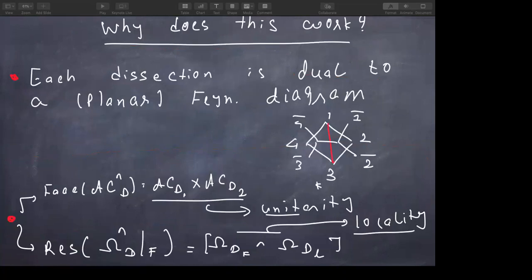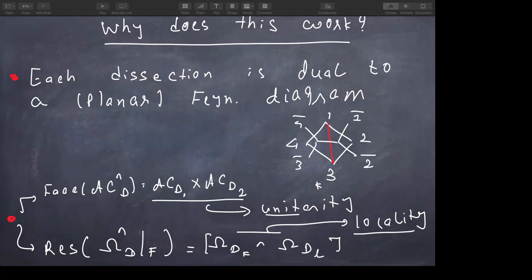So now we can ask, why does this work? At least for, say, phi cube theory, we really didn't have to use anything in some sense external, except the fact that we had this new symmetry which we discovered from CHY. And in some sense, the intuitive reason is kind of obvious, because we know that every dissection is dual to a planar Feynman diagram. So, for example, a triangulation 1,3 of a foregone is dual to a diagram which I have drawn there.